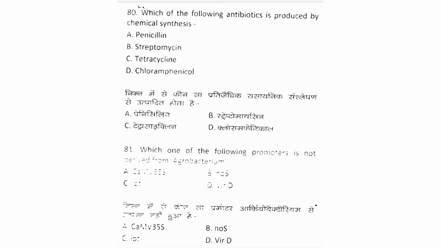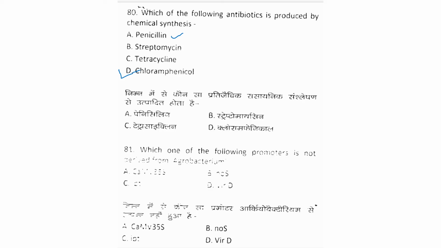Which of the following antibiotics is produced by chemical synthesis? Option A, penicillin, streptomycin, tetracycline, chloramphenicol. So these are naturally obtained from bacteria and fungi, and semi-synthetic analogs, for example of penicillin, are also available. But chloramphenicol is the antibiotic whose chemical synthesis has been achieved.